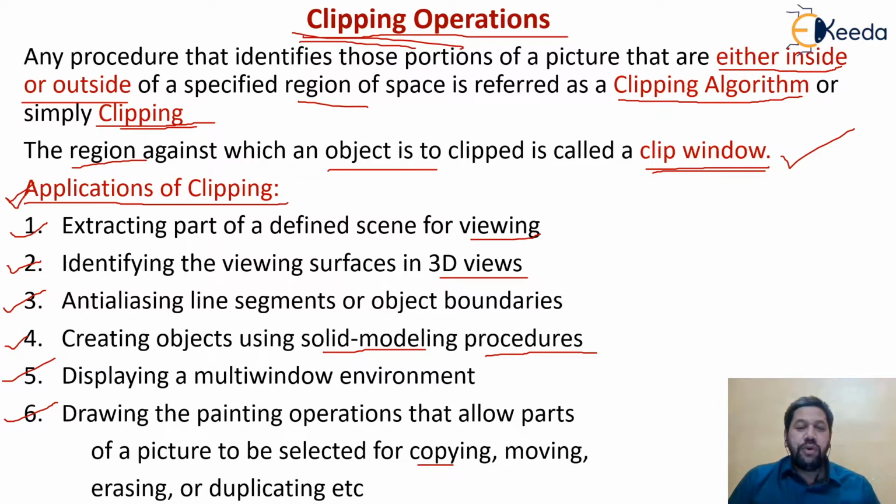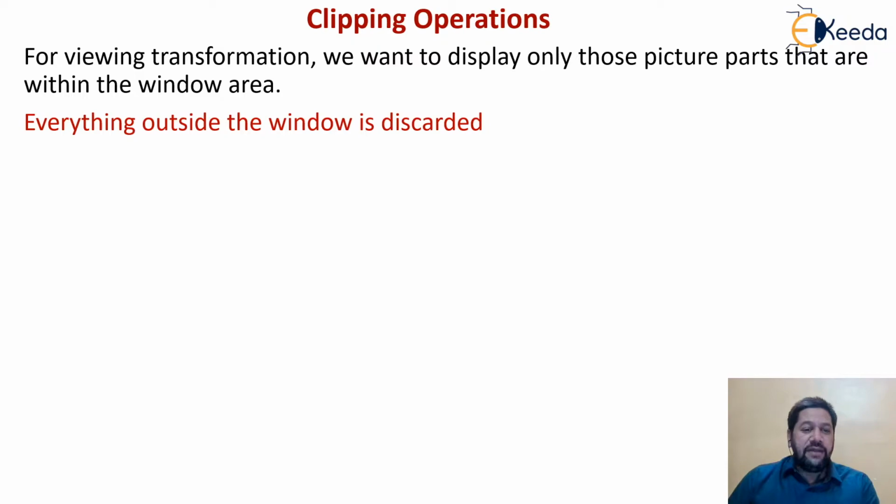Okay, so I am moving to the next slide to continue the discussion. As we have seen, there are many applications of clipping. We can also mention viewing transformation, which I think we have just covered already in the session. For viewing transformation, we want to display only those picture parts that are within the window area.